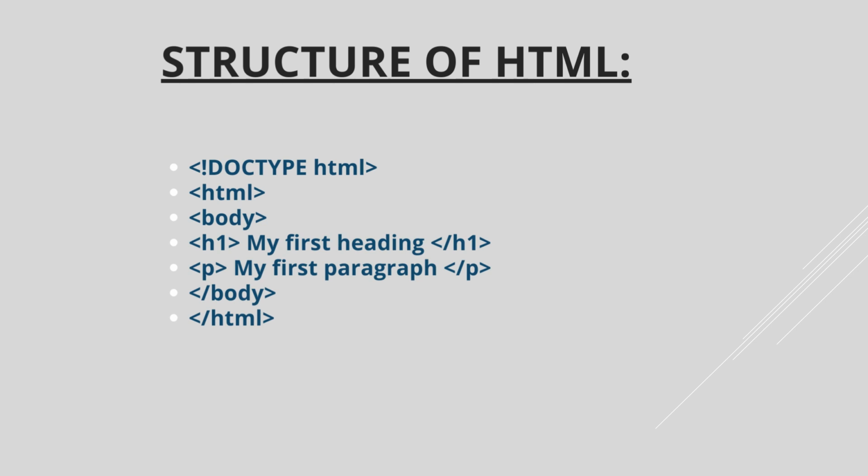Basically, there are two types of tags in HTML. The first one is the pair tags and the second one is the empty tags. Pair tags, as shown here, like HTML and body, come in pairs. That is, they have both an opening and a closing tag. And the empty tags, as we'll be seeing here, do not require to be closed. So yeah, let's move forward to the next slide.